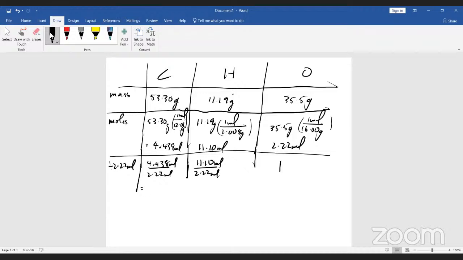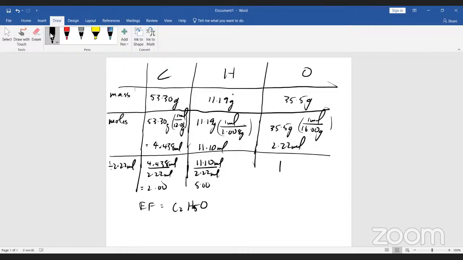So let's see what these two would give. 4.438 divided by 2.22, and this rounds off to basically 2.00. And in the case of hydrogen, that's 11.10 divided by 2.22, and I got basically 5.00, and that's 1. So therefore, the empirical formula is C2H5O. All right? And that part is done.